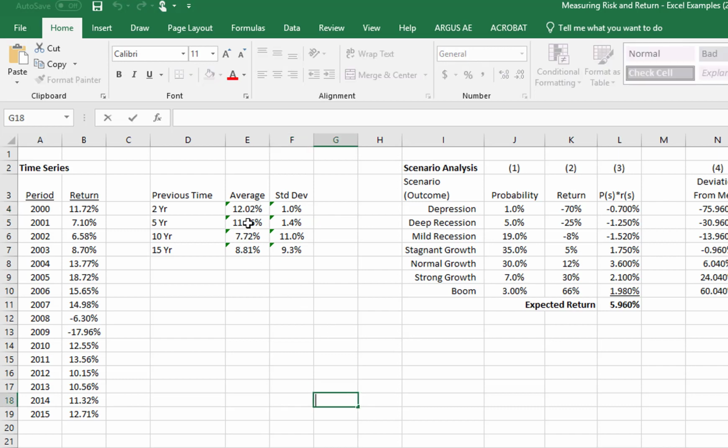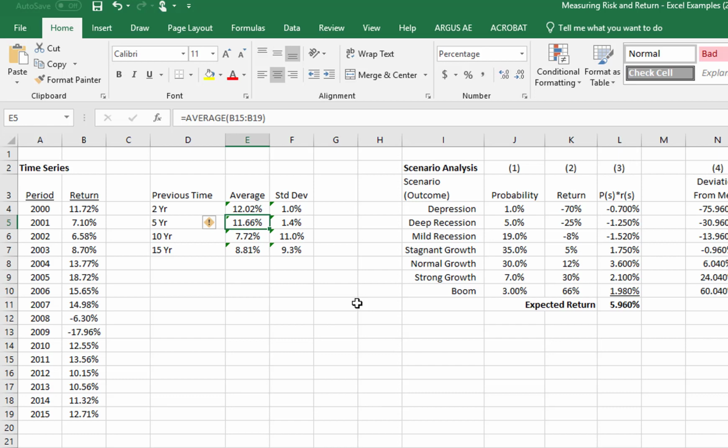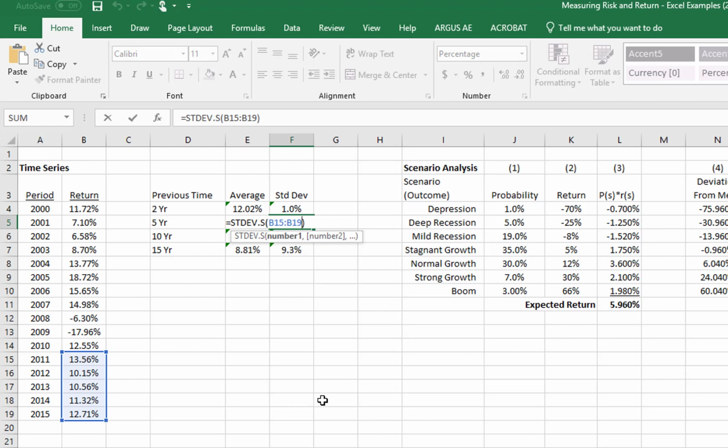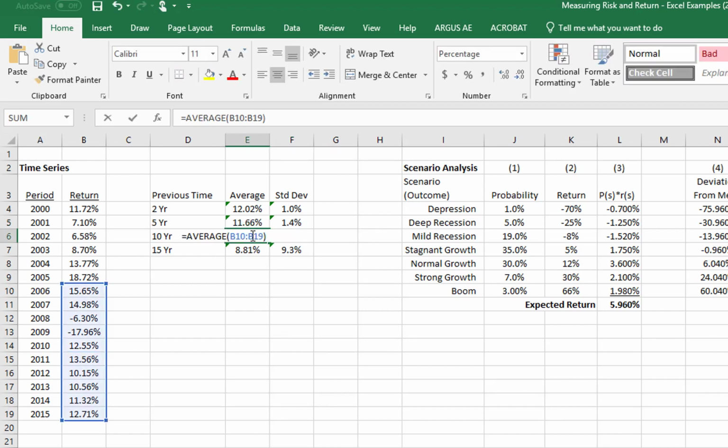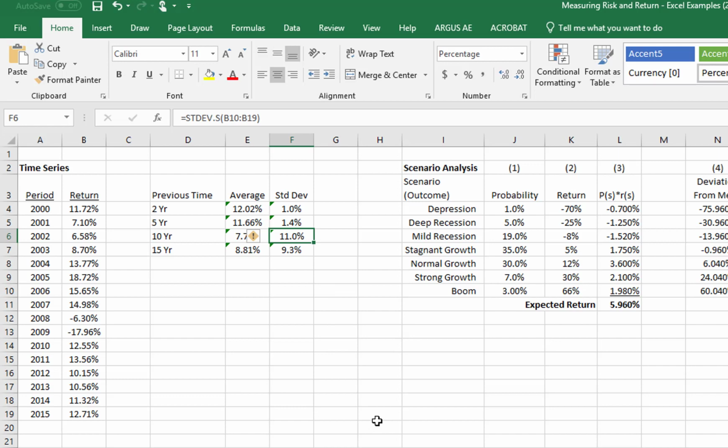12.02. Similarly, with the 5-year returns, the 5-year average, if you look at those 5 years, again the return spread is pretty tight. We got a range all the way from 10.15 to 13, but they're all in double digits. They're all in kind of that same range. And so our standard deviation is relatively small, 1.4% for those 5 years. Now if we include 10 years, we get a little bit more variety. We've got all the way down to negative 17, almost negative 18% in 2009, all the way up to about 16% in 2006. So our average is 7.72, but our standard deviation has jumped up quite dramatically.